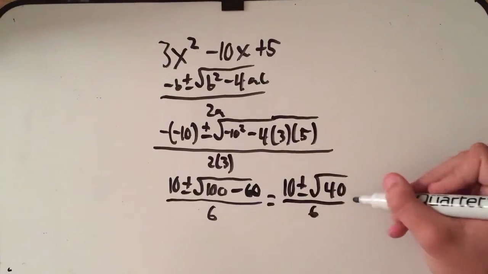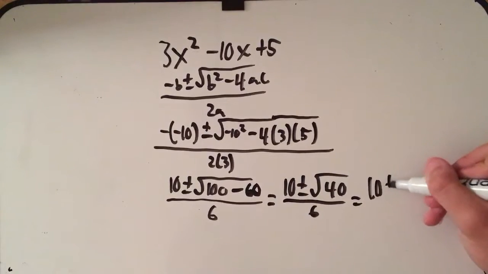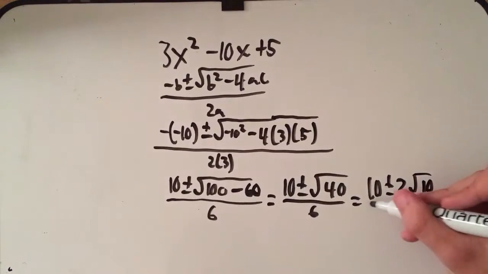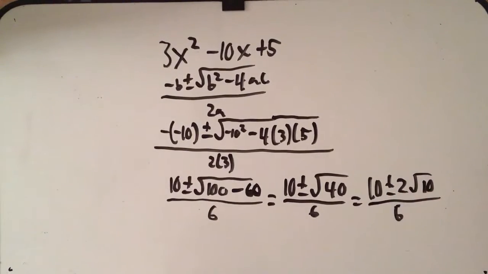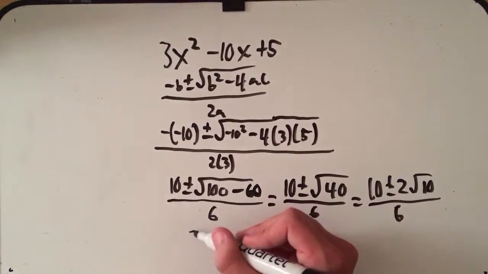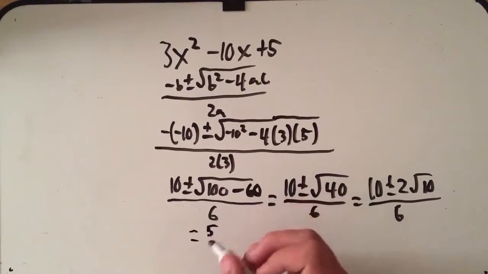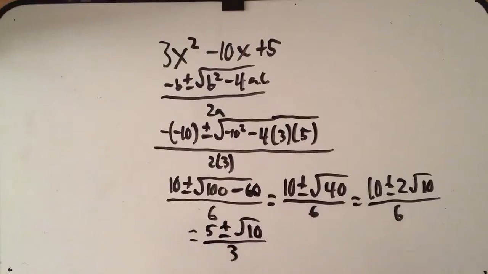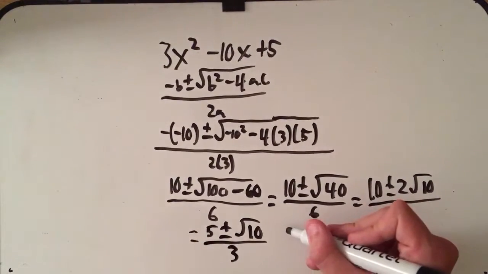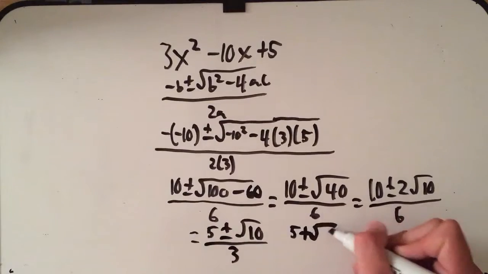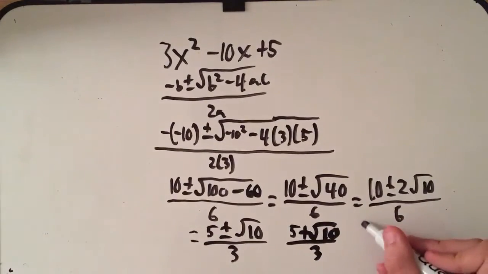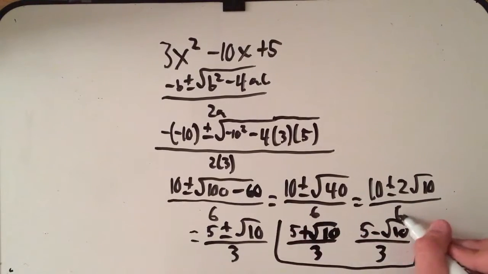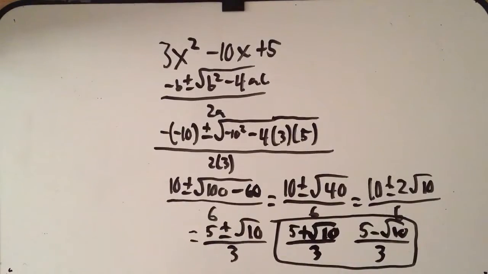Which will get you 10 plus or minus 2 root 10 over 6, and then that will get you your final answer of 5 plus or minus root 10 over 3. So that can also be written as 5 plus root 10 over 3, or 5 minus root 10 over 3. So there it has it.